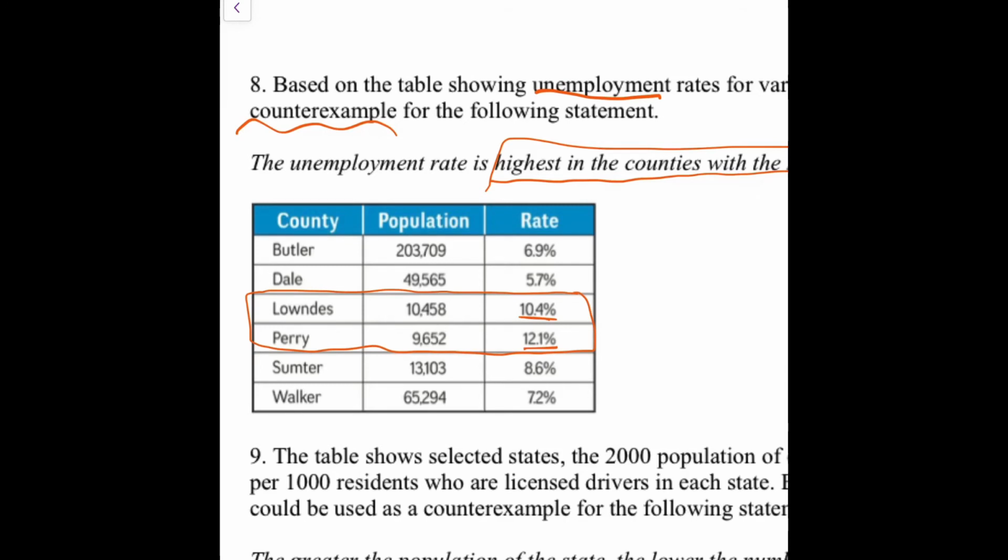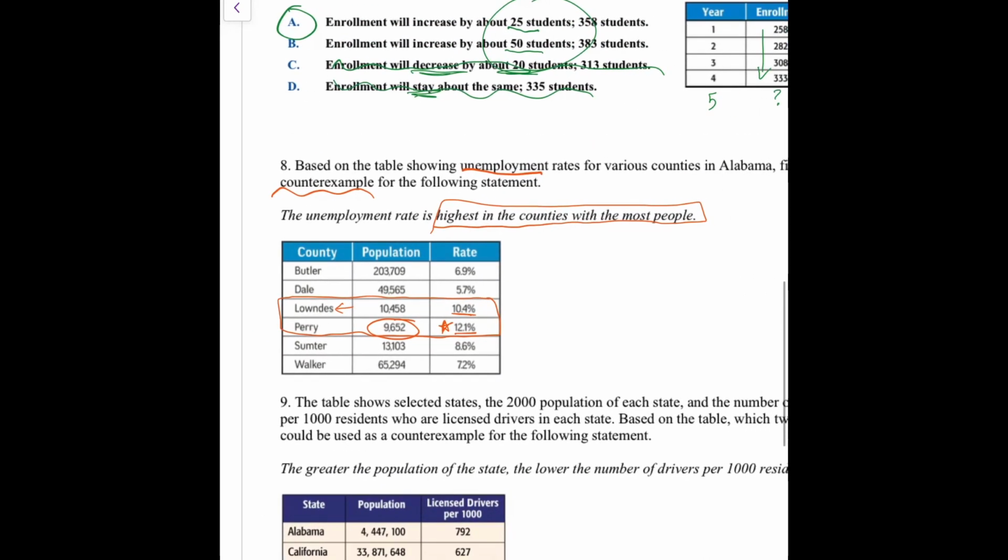And I'm looking here. This would be my highest unemployment rate. Is this the highest population? Okay, well, no, this is actually a lower population than this county. So that right there is going to be my counterexample. So first of all, I'm going to say that this statement that they gave me is false. Okay, and then you want to provide that counterexample.